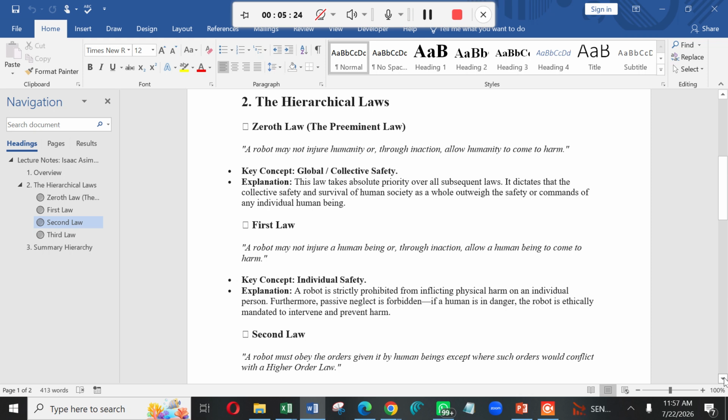Oh, sorry, I made a mistake. The zeroth law is the robot may not injure humanity. But in the first law, a robot may not injure a human being. The zeroth law is the humanity, here it is human. So the thing will be the same.